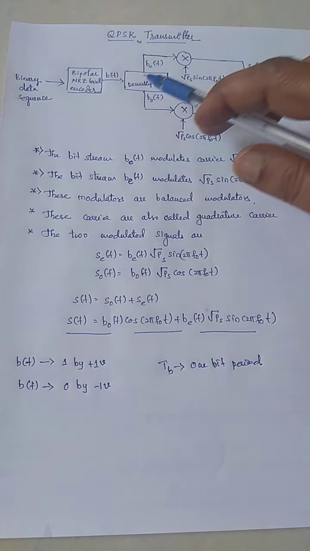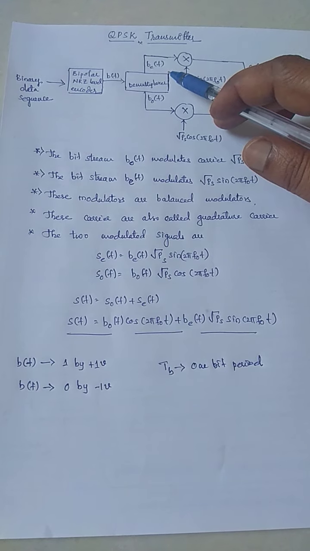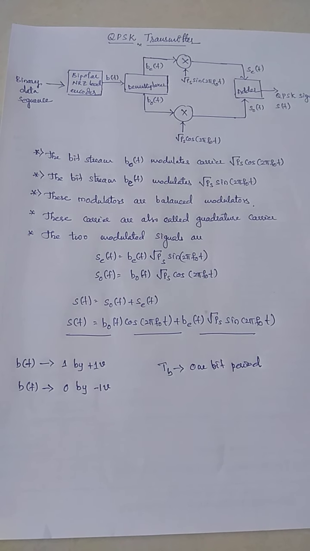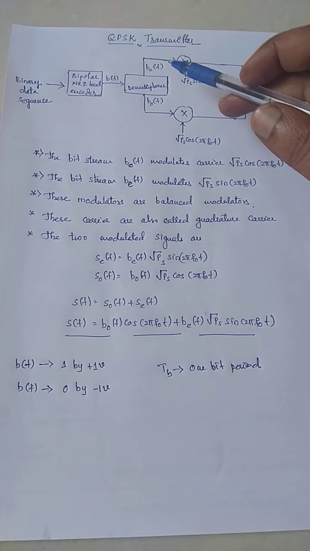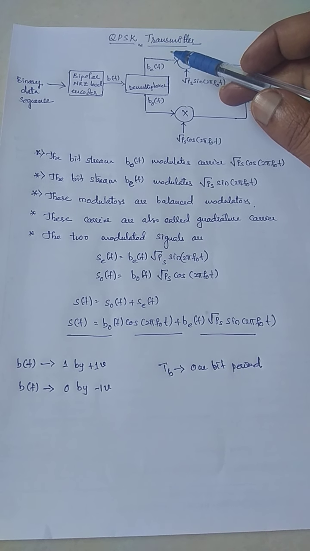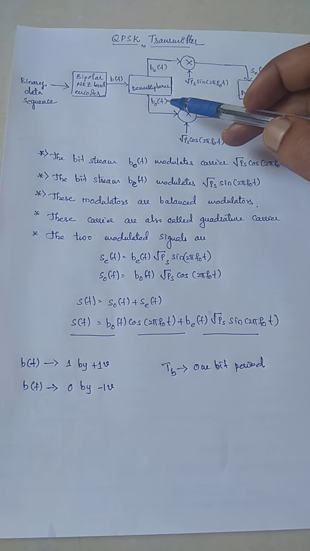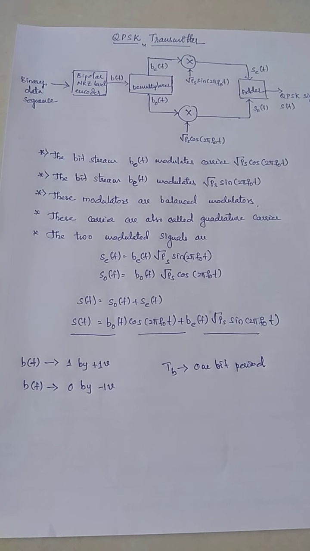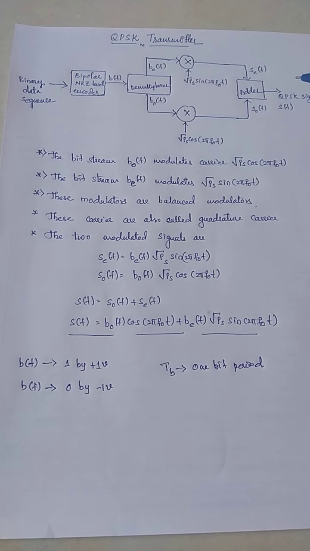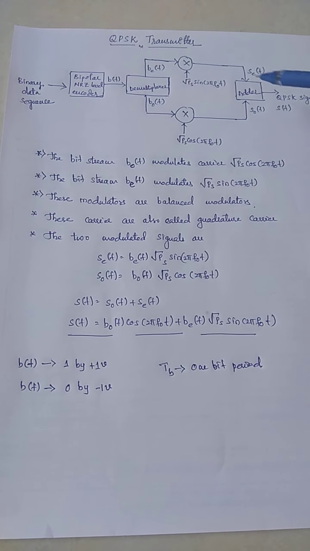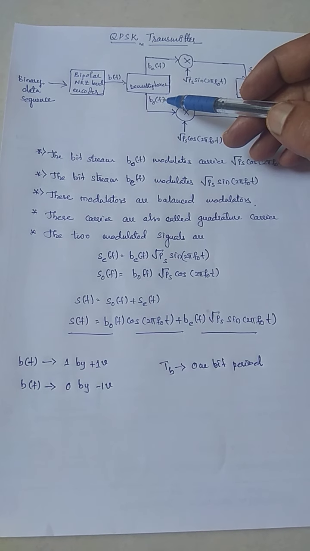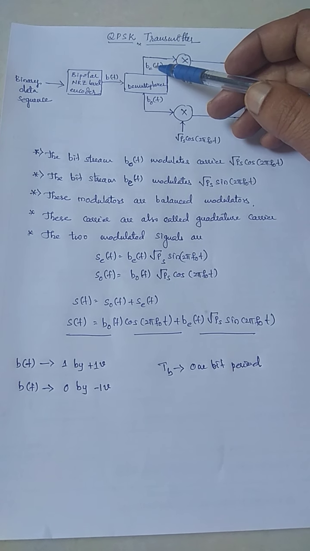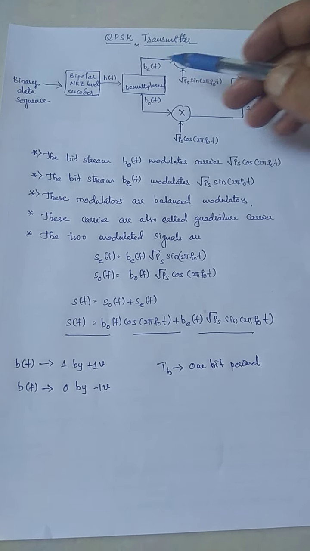Then after the b(t), there is a demultiplexer. The demultiplexer divides the b(t) into two separate bit streams of odd numbered bits and even numbered bits. The odd number bit sequence we can represent by bO(t), and the even number bit sequence is represented by bE(t).